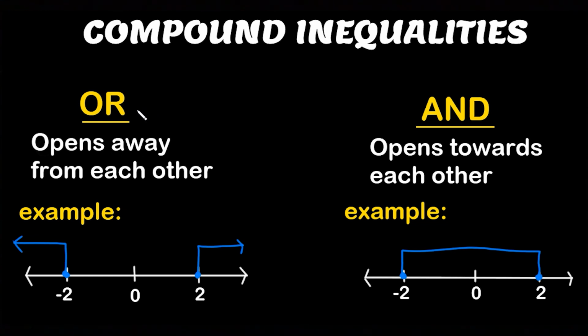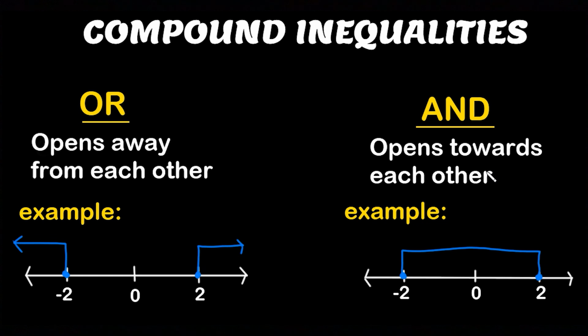Now, if you have an or compound inequality, 99% of the time, they're going to be opening away from each other. So I gave you an example here. You're going to be graphing two solutions, and 99% of the time, they're going to be opening away from each other. The other 1% of the time could be a special case, and we will go over that in this video at the end.